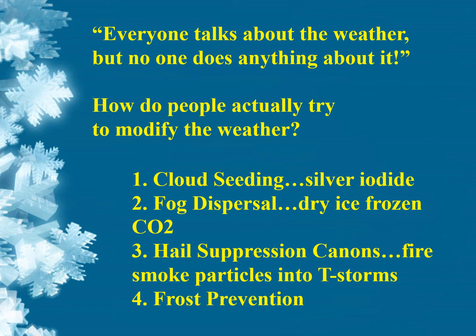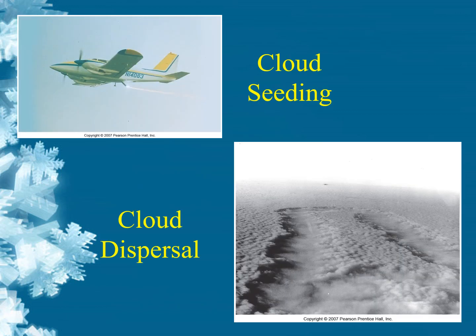Second one there, fog dispersal. Shooting dry ice, which is frozen CO2, into fog to try and disperse it. I feel like that's not going to work at all. I don't think we do that anymore. Hail suppression cannons. Yeah, we definitely don't do that. Firing smoke particles into thunderstorms. Pretty sure that doesn't work. Frost prevention, we do some of that with agriculture, especially citrus fruits.